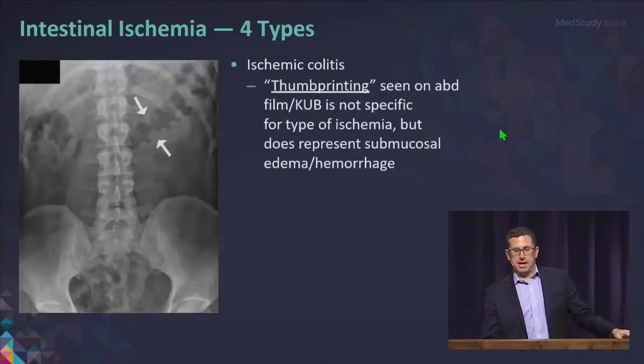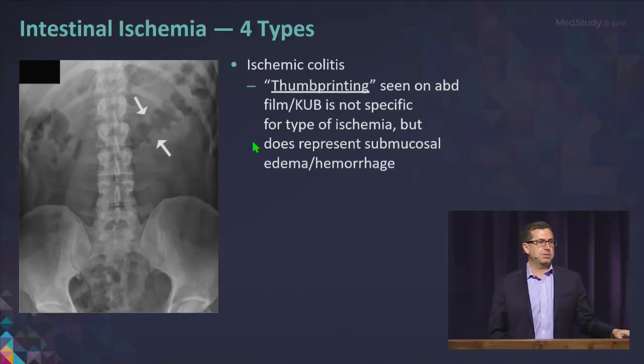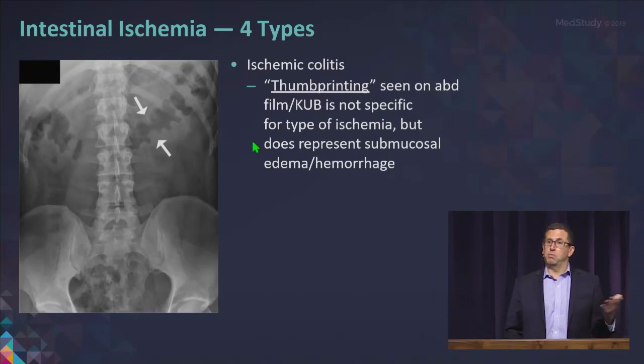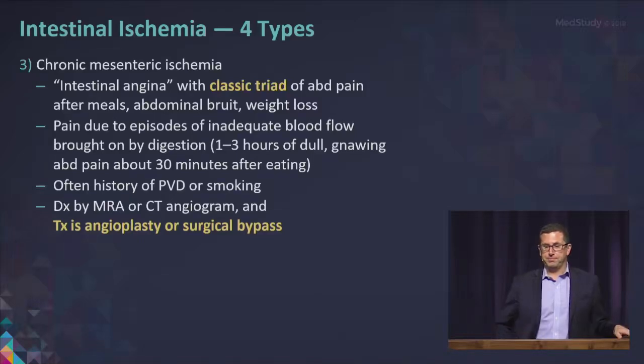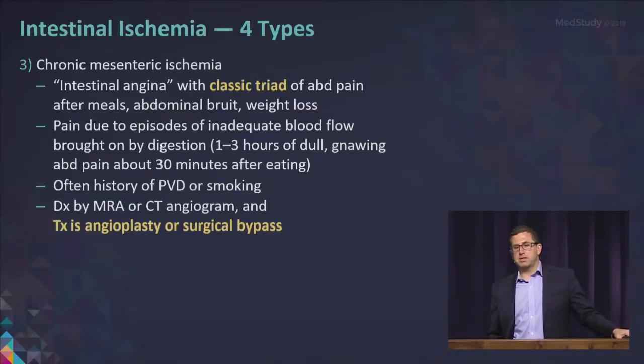This is an X-ray showing thumbprinting of the transverse colon. You can see these indentations here. This just implies that there's edema in the colonic wall. So it's not necessarily specific for ischemic colitis, but it would be consistent with ischemic colitis if you saw this on a test question. The third type of intestinal ischemia is chronic mesenteric ischemia.